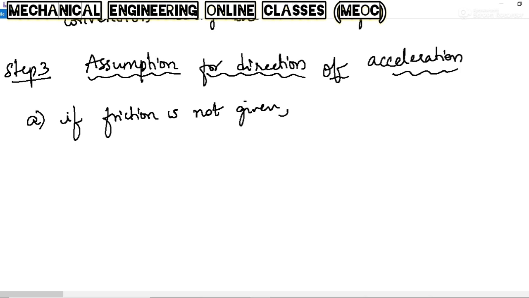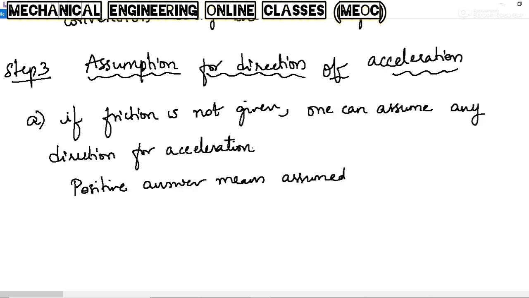In that, the first case is when friction is not given. When there is no friction, one can assume any direction for acceleration. And if we get a positive answer, it means the assumed direction is correct. If we get a negative answer, it means the assumed direction is opposite.